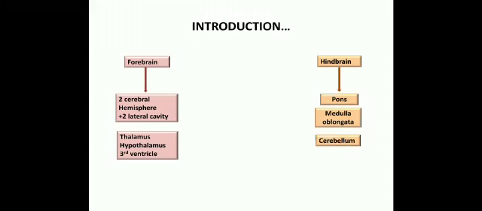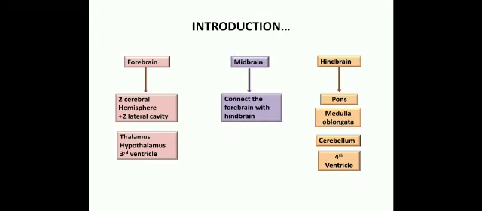In the previous class we have learned that the forebrain includes two cerebral hemispheres and two lateral cavities or the lateral ventricles, the thalamus, hypothalamus and the third ventricle. The hindbrain includes the pons, medulla oblongata, the cerebellum and the fourth ventricle. The midbrain connects the forebrain with the hindbrain and the central cavity of the midbrain is known as the aqueduct. So, that aqueduct connects the third ventricle with the fourth ventricle.